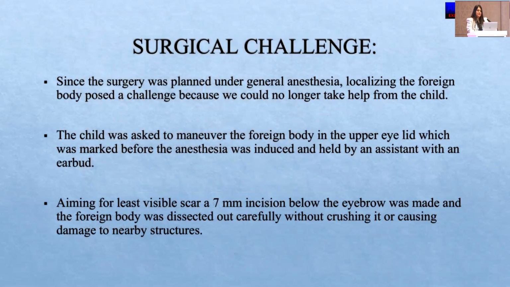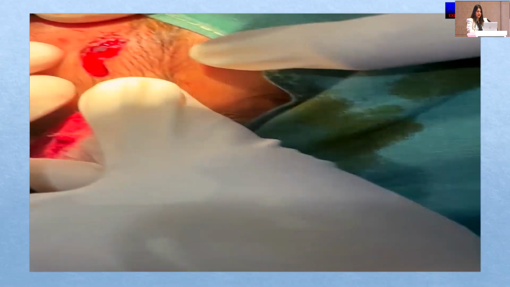Since the surgery was planned under general anesthesia, localizing the foreign body posed a challenge because we could no longer take help from the child. The child was asked to maneuver the foreign body in the lid, which was marked before the anesthesia was induced, and it was held by an assistant using an earbud. Aiming for the least visible scar, a 7 mm incision below the eyebrow was made and the foreign body was dissected out neatly.